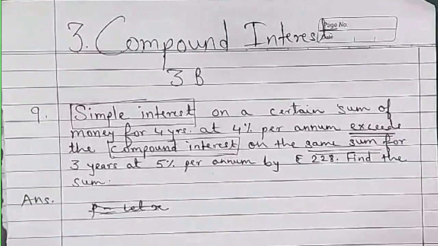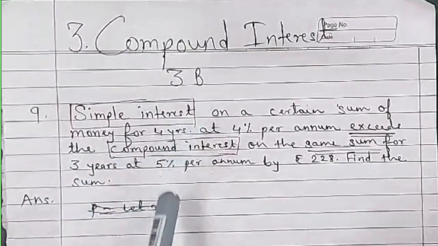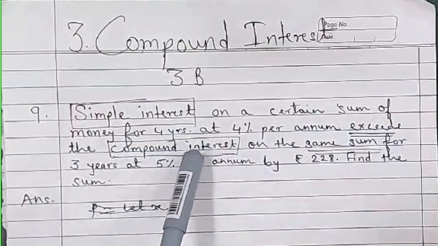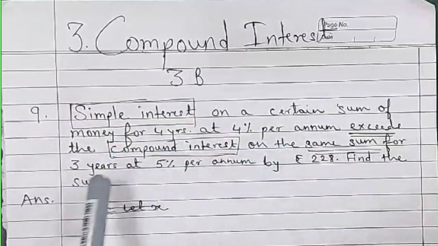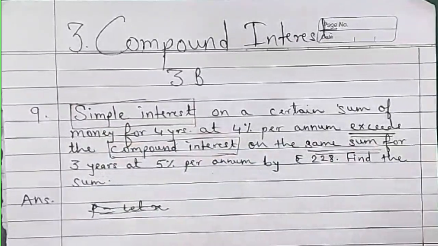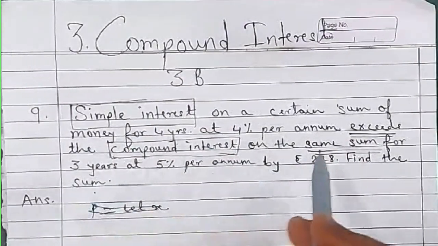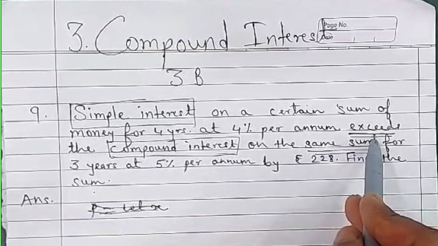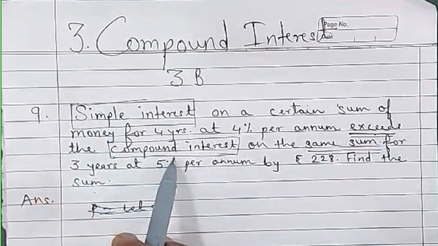Chapter number 3, Compound Interest, 3B. Ninth sum, let's solve. Simple interest on a certain sum of money for 4 years at 4% per annum exceeds the compound interest on the same sum for 3 years at 5% per annum by rupees 228. Find the sum. Here you have to find the principal, and the main condition given is that the excess means the difference between simple interest and compound interest.